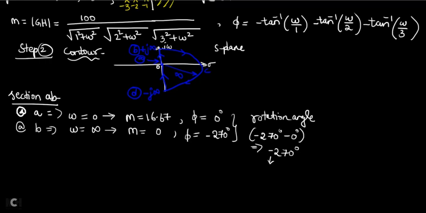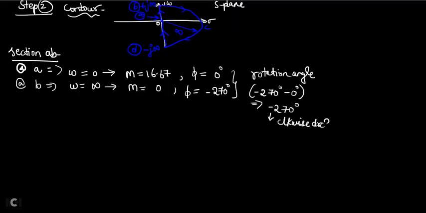What does this minus indicate? That minus indicates you have to draw the circle in the clockwise direction. Rotation angle minus indicates you have to draw the circle in the clockwise direction. Now before drawing the circle, let us find the intersections, whether there are intersections on the real or imaginary axis, that also we will find. So how to find that? You have to rationalize the term.